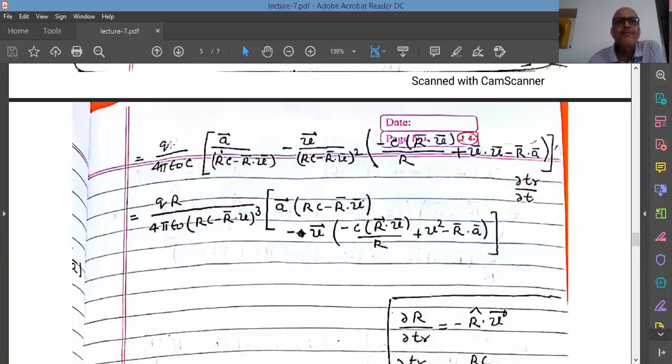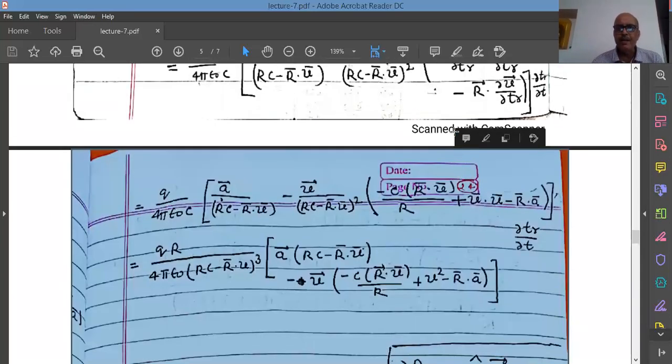So if you look at this, Q upon 4 pi epsilon 0, A upon RC minus R dot B minus V upon RC minus R dot B whole square minus C into, in place of R dash, I have written vector R upon R into B. So this is the value of del R over del TR with a minus sign, because minus sign appears with the expression for del R over del TR. Here, the second term, in fact, I have used minus B here. You have to understand why minus B.